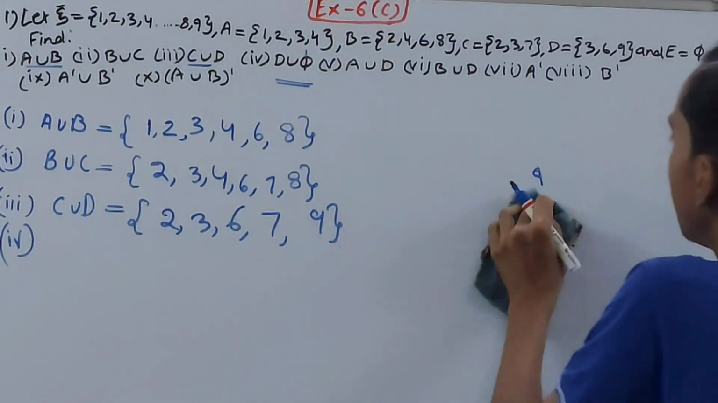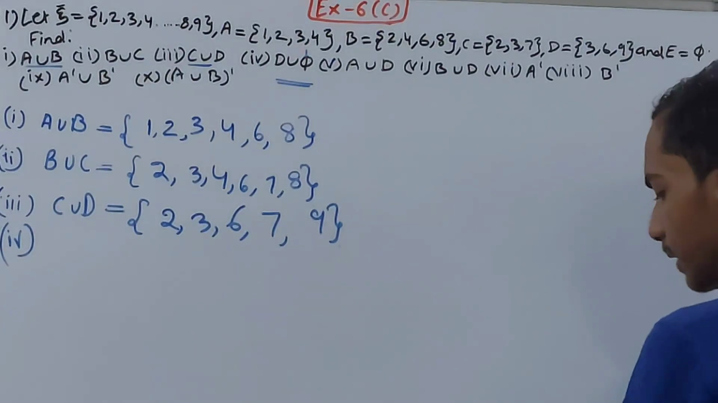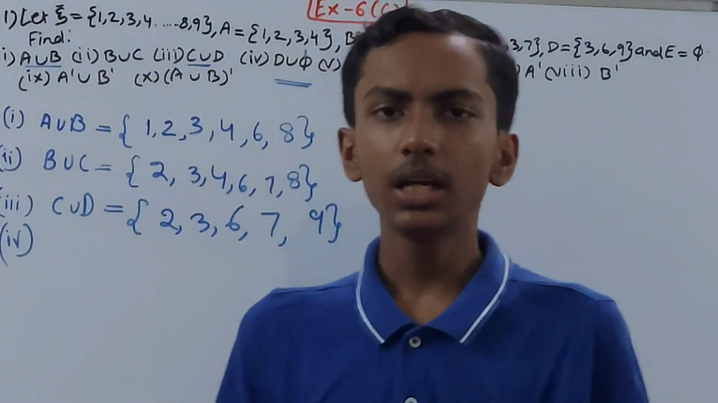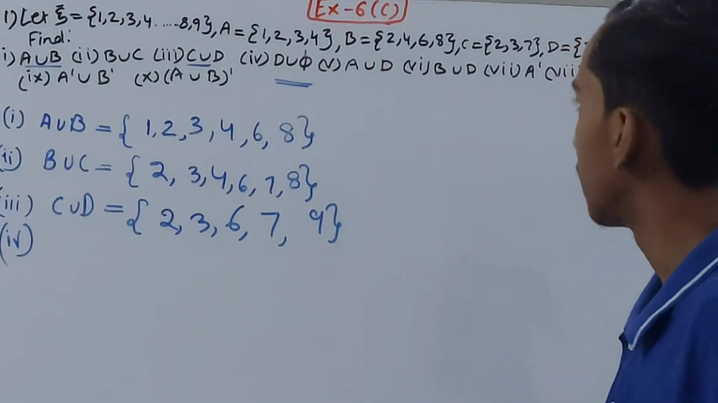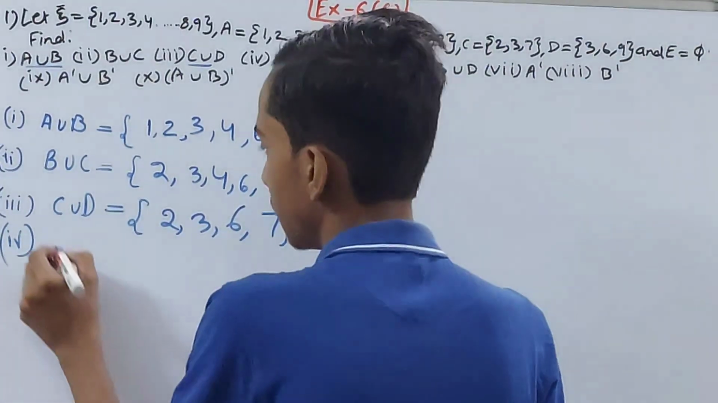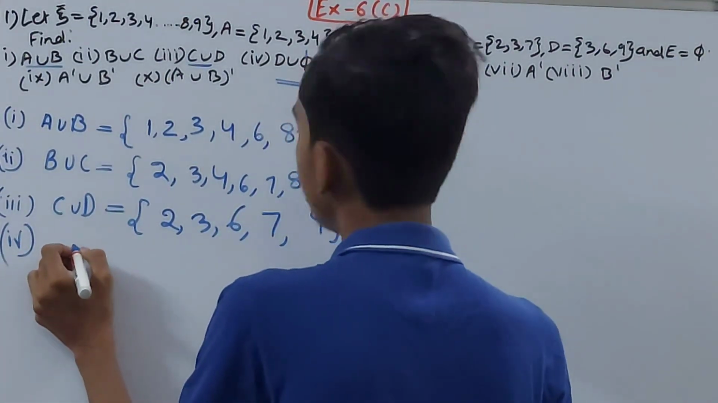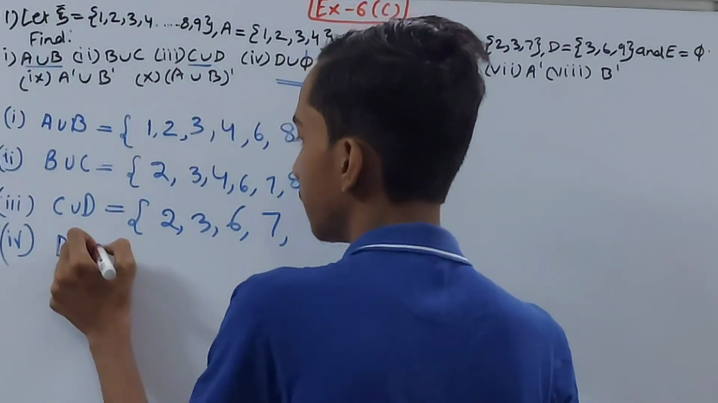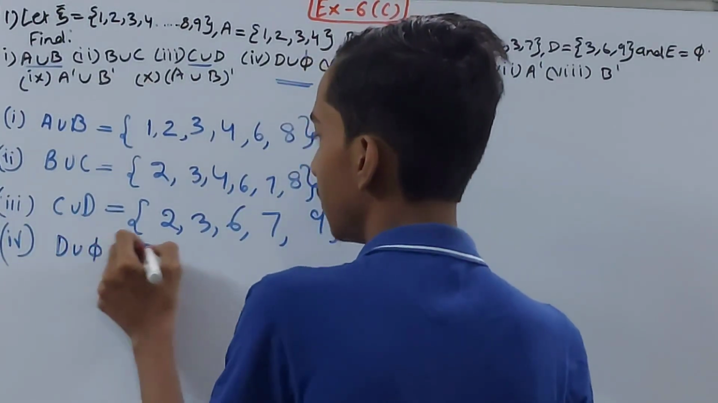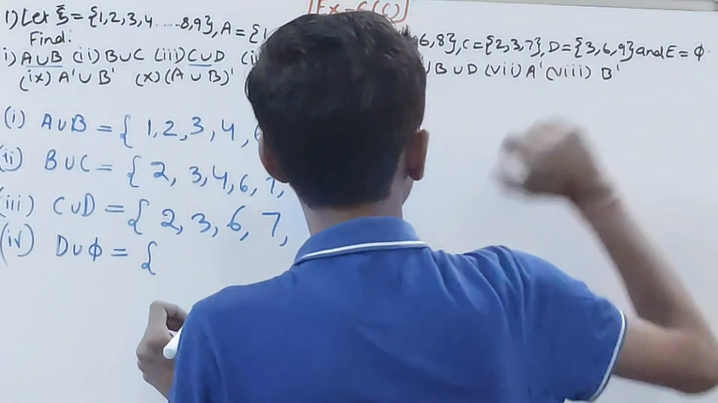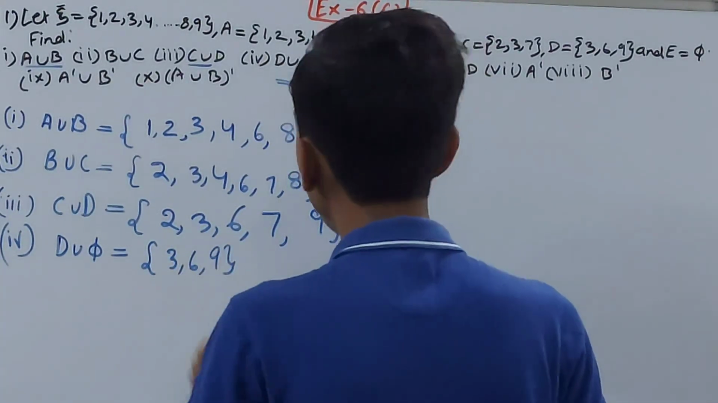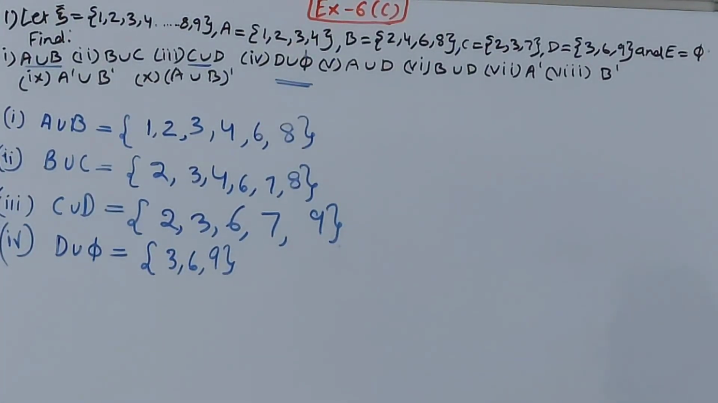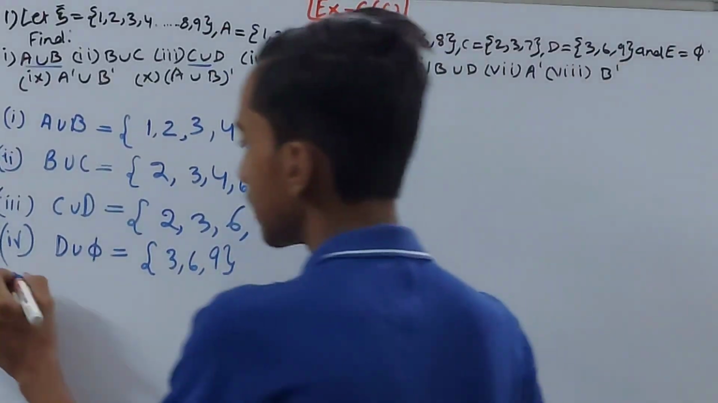Whatever is there in the empty set, it means it has no elements. When it has no elements, you don't have to think about it. Just don't write it down. There's nothing to be written in it, when it has no elements. So D union with the empty set will be what? Simply write down set D, 3, 6, 9. Alright, that's it. Then A union D, once again.